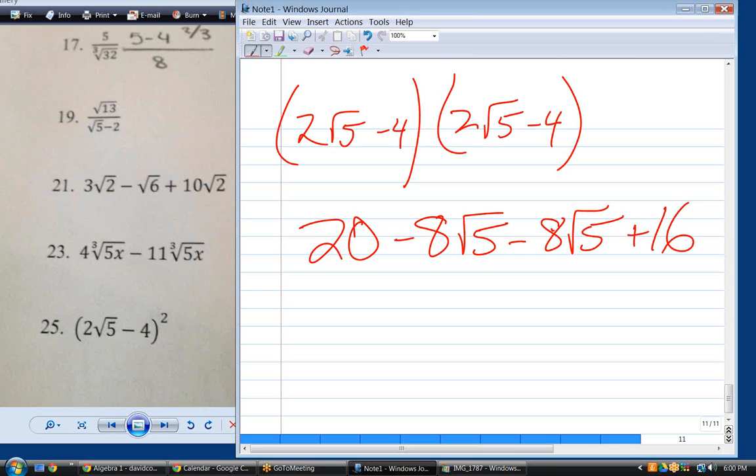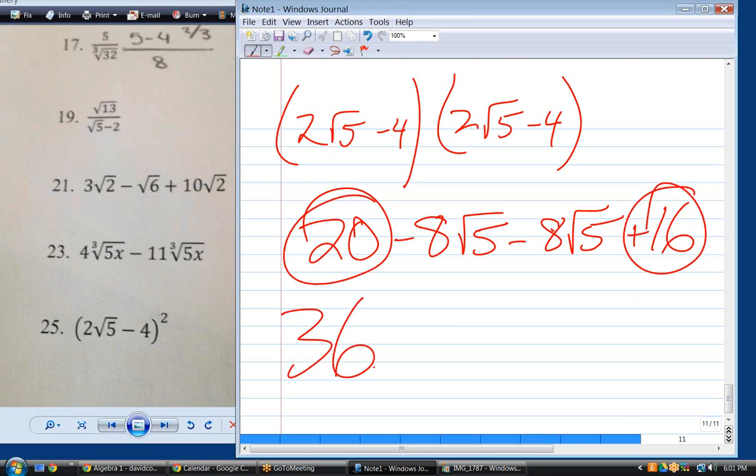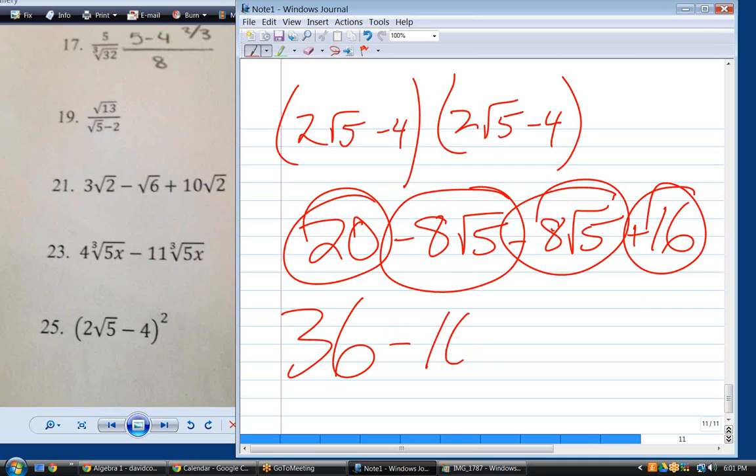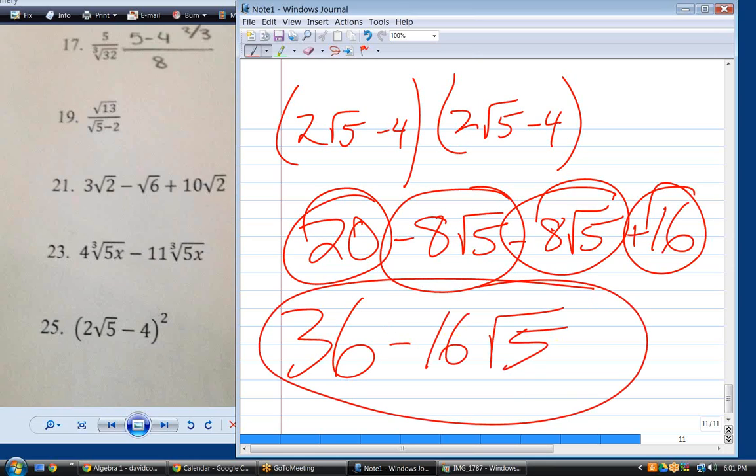Now I can combine all my like terms. Well, that's a like term with that, so that's 36. And I got minus 8 apples and minus another 8 apples. That's minus 16 root 5. There's your answer.